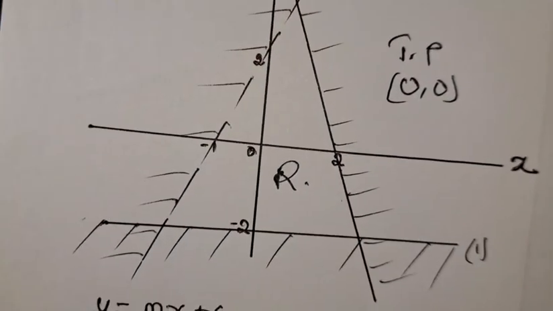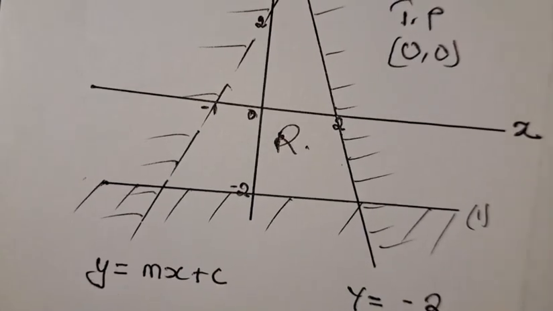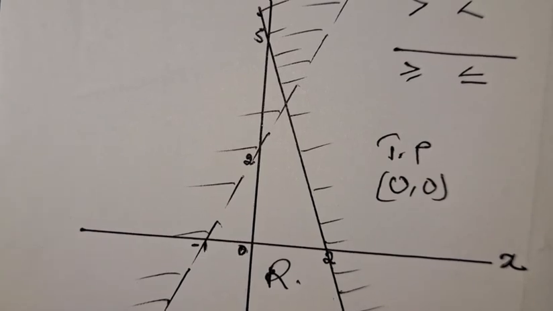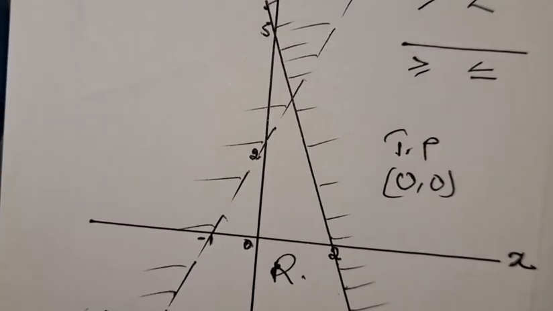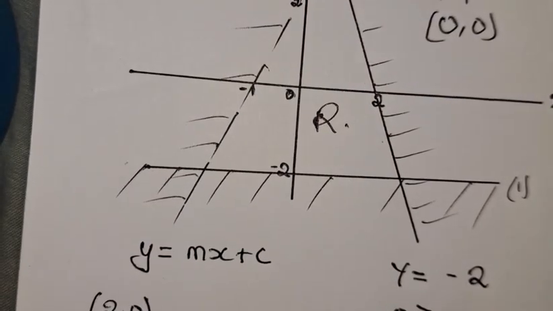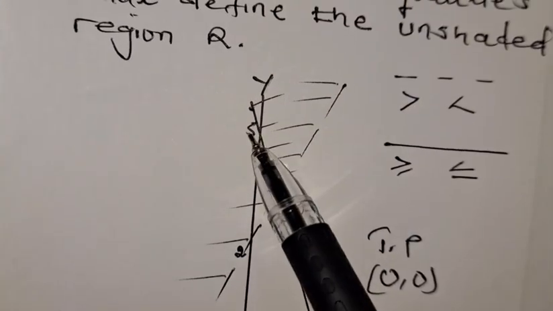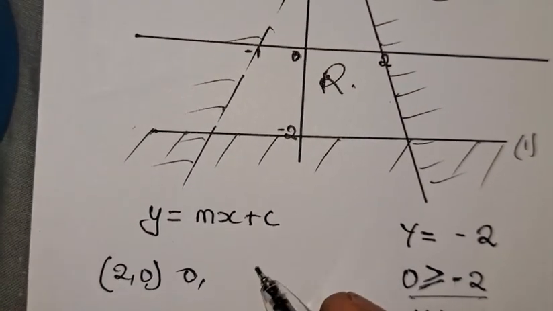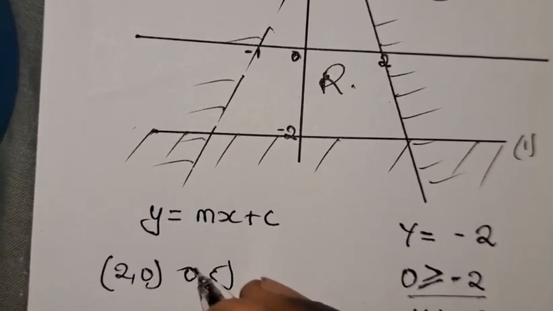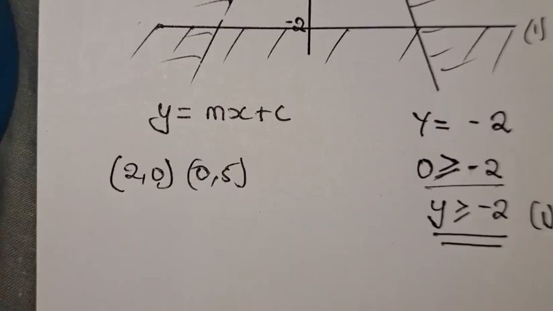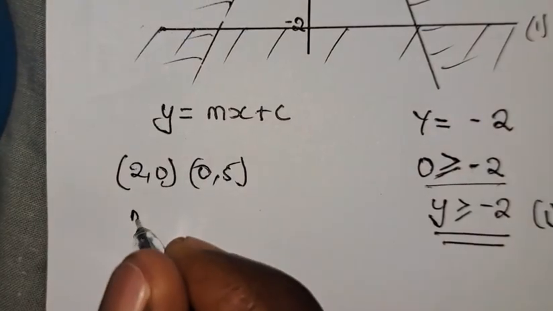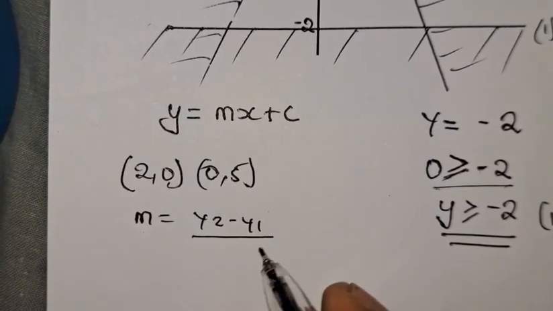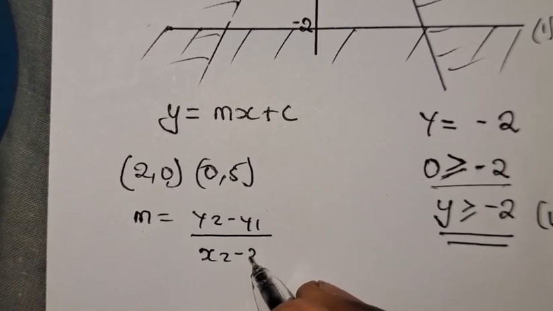So what we need to do there is to find the gradient by first of all picking 2 points on that line. So these 2 points: this one here, the coordinates of this point is (2, 0). Then this one here is (0, 5). Then from there, you have to find the gradient. We say gradient is equal to y2 minus y1 over x2 minus x1.